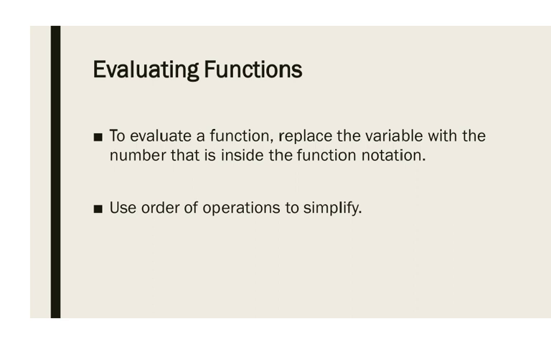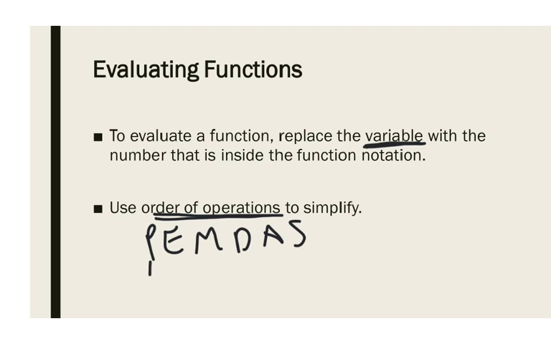Okay, so to evaluate a function, you're going to replace the variable, make sure you fill in your blank there. You're going to replace the variable with the number that's inside the function notation, and then you're just going to use your order of operations to simplify. So remember, when we have order of operations, we're talking about our PEMDAS. So parentheses, exponents, remember multiplication and division are left to right, whatever happens to come first, and addition, subtraction, left to right, whatever happens to come first.